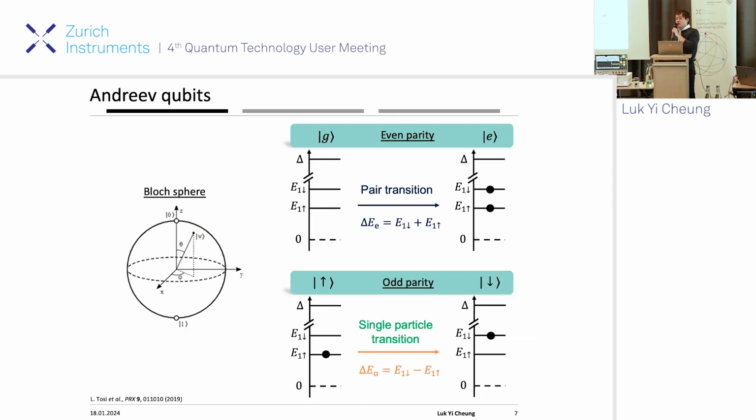You can define an Andreev level qubit in the even parity, or you can also utilize the spin degree of freedom to define a spin qubit in the odd parity. So this is the definition of the qubits. Now we have the qubits. How do we read out the states? Was also mentioned before by Davidas.